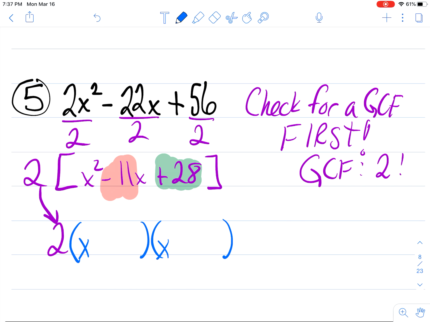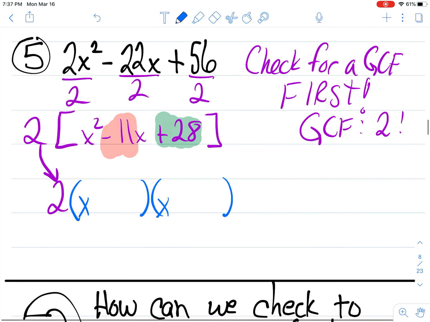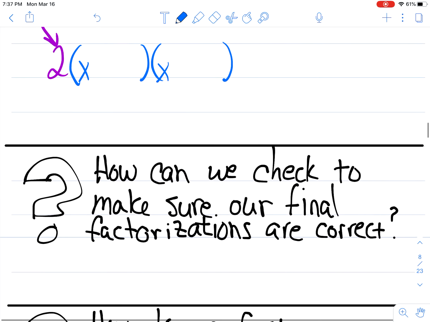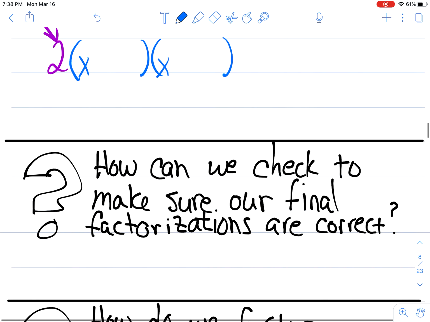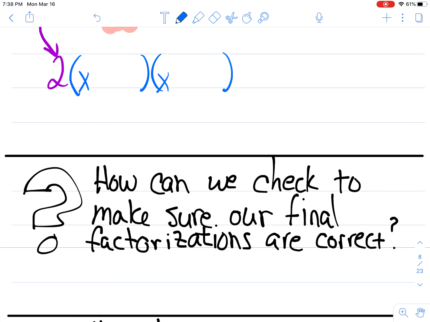Okay, and now we're at the place where we can start doing that. So I believe that's going to give us the end of this topic. Yep, because the next one's going to be the next video. So again, how do we check to make sure our final factorization is correct? Use the FOIL method on that. This is going to be the end of this video. And in the next video, I'm going to show you how to factor 4 terms, which is going to require you to factor by grouping.